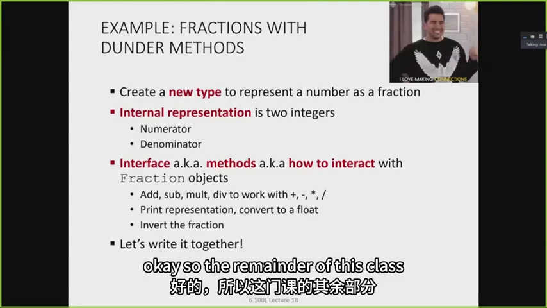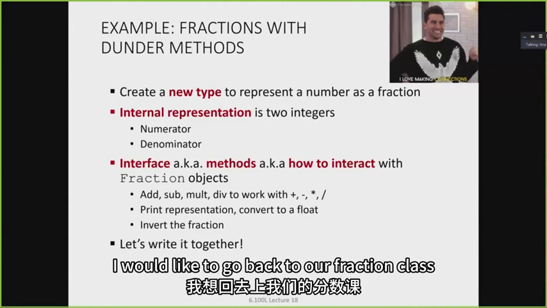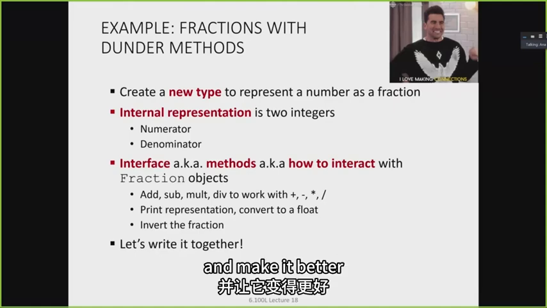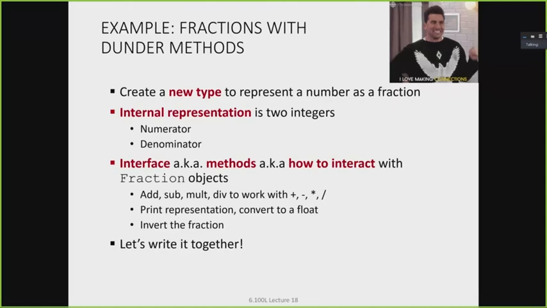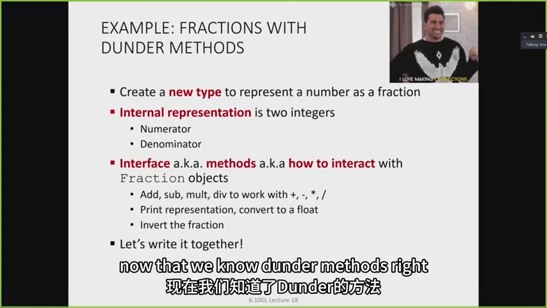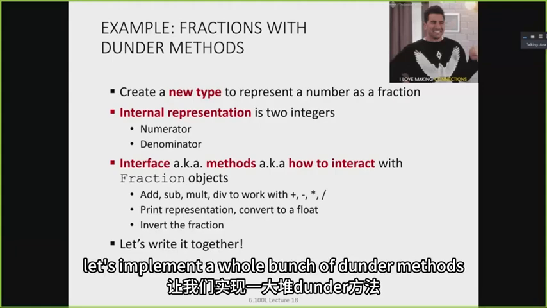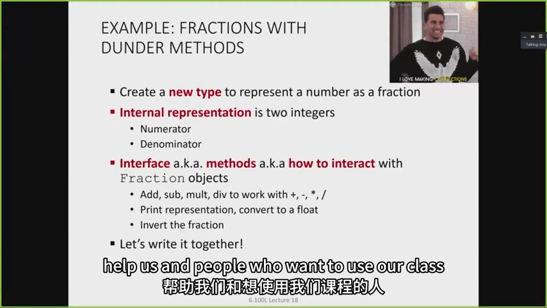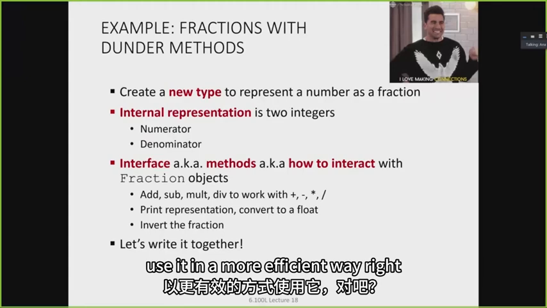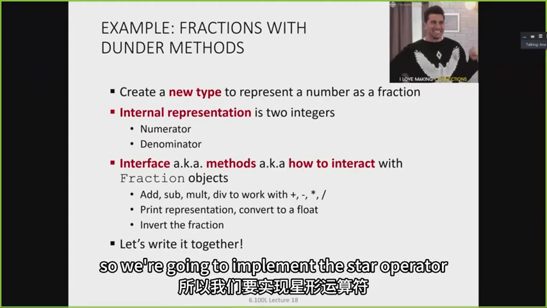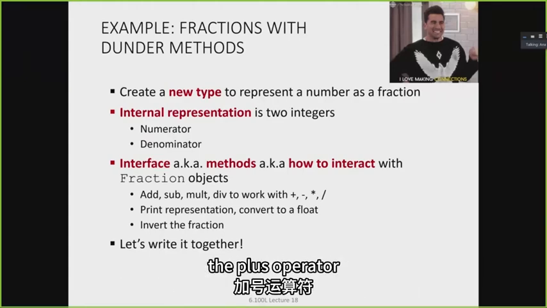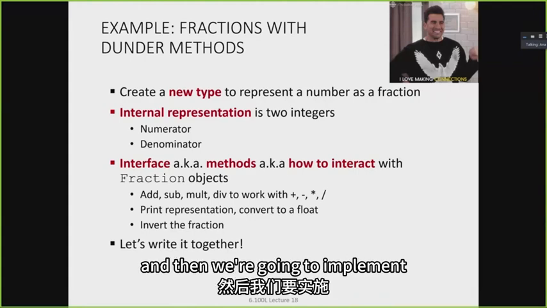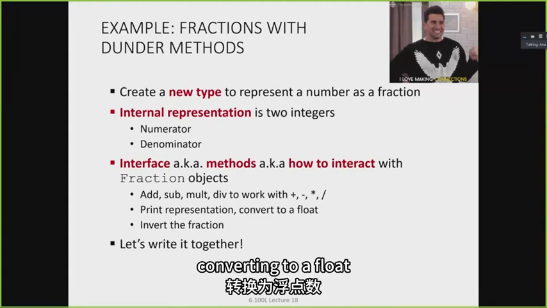Okay, so for the remainder of this class, I would like to go back to our fraction class and make it better. Now that we know dunder methods, right, let's implement a whole bunch of dunder methods to help us and people who want to use our class use it in a more efficient way, right? So we're going to implement the star operator, the plus operator. We're going to implement the print, and then we're going to implement converting to a float.